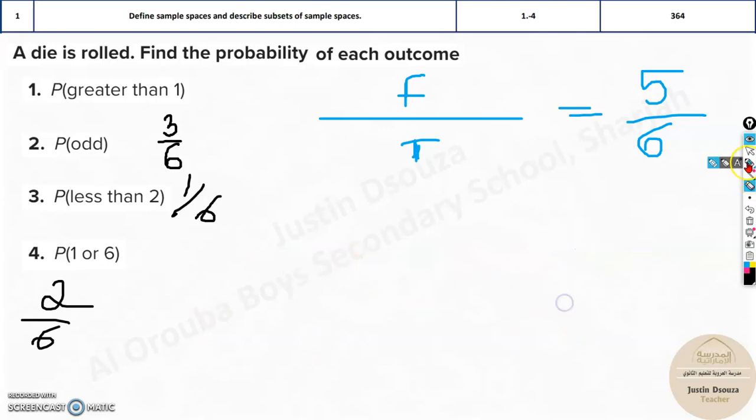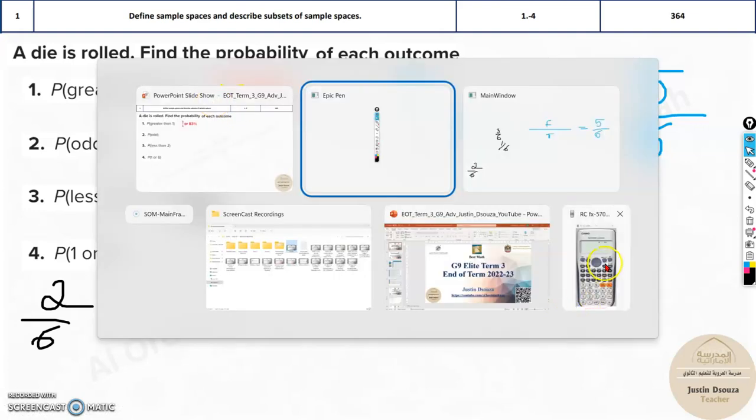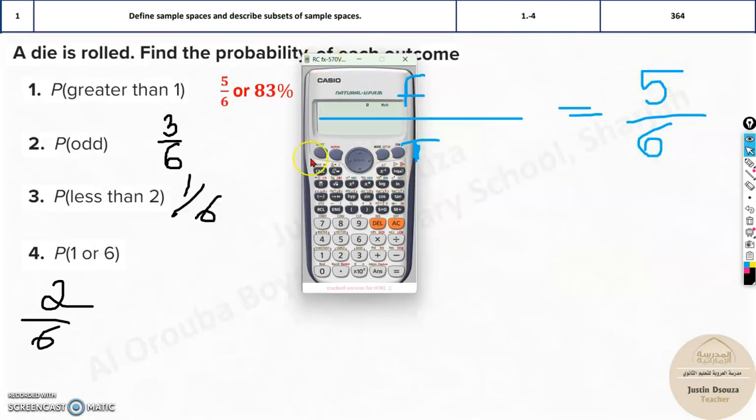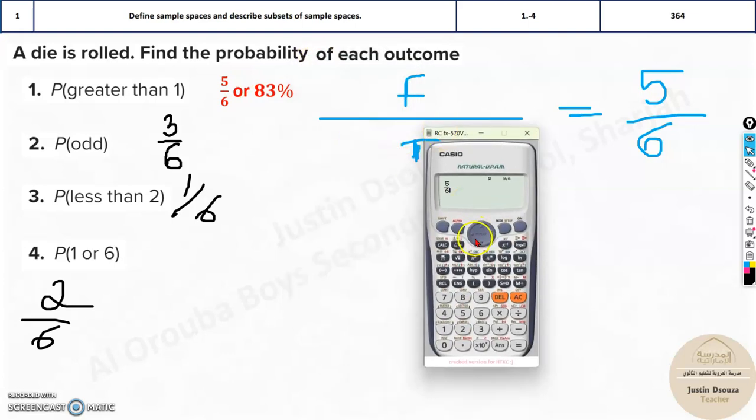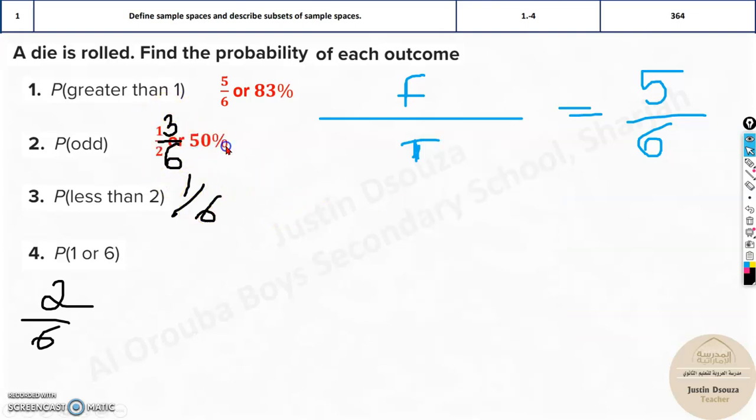Now let's look into the answers. Over here you can see it's 5 by 6 or 83%. What does that mean? This basically means 5 divided by 6. Or if you want it in terms of percentage, you just multiply by 100. It is 83.33%. Now same thing over here, you can just reduce them. 3 divided by 6 will be 1 half. And that's the answer, 50%.